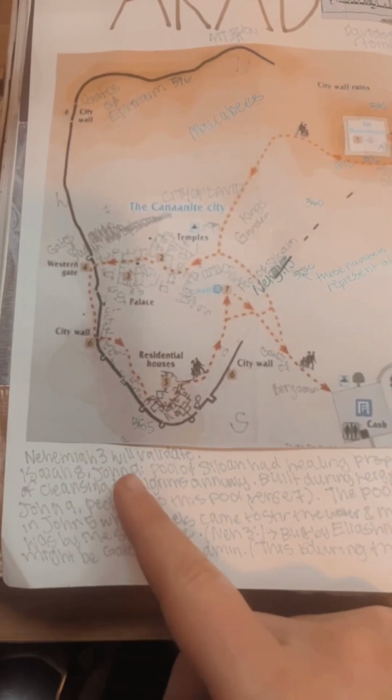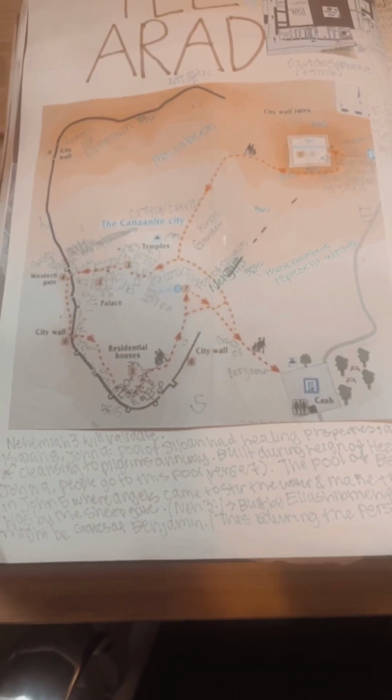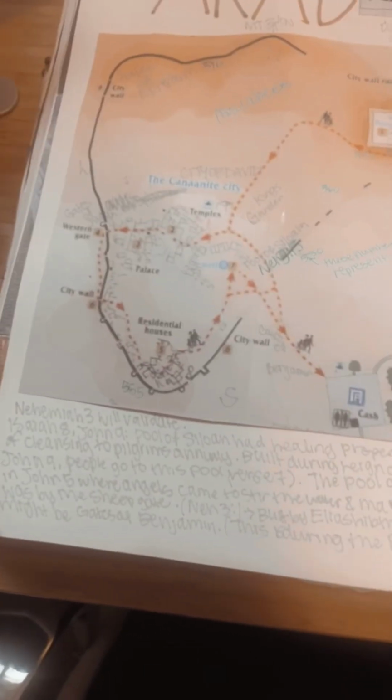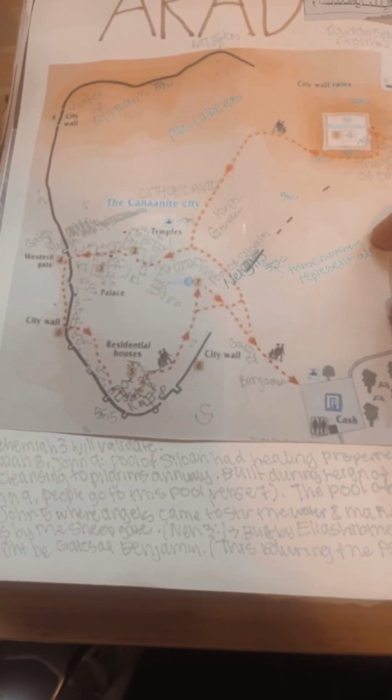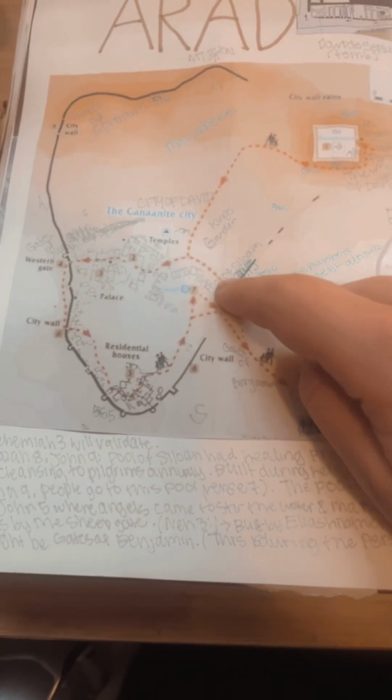All right, another few pointers. Nehemiah 3 will validate all of this. Isaiah 8. John 9 is talking about the pool of Siloam where Jesus heals a blind man. Around the gates of Benjamin is the pool of Bethesda where angels come down to stir the water and people are healed. And people also take pilgrimages annually to this well.